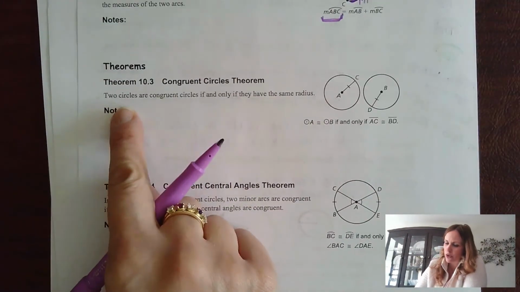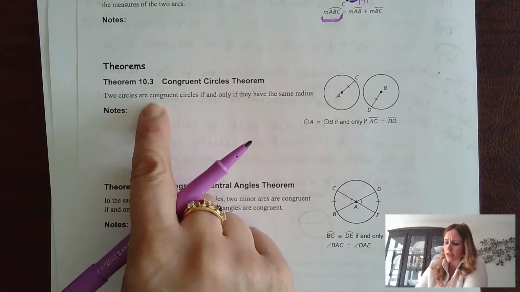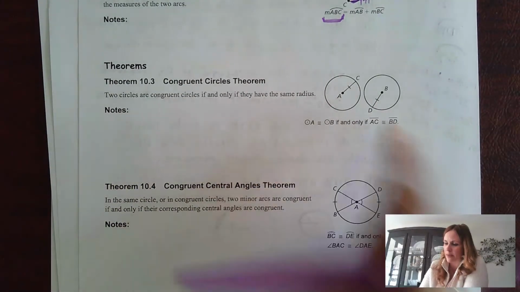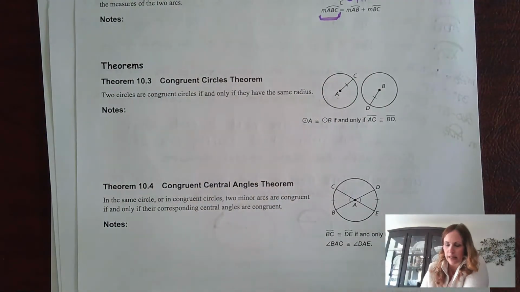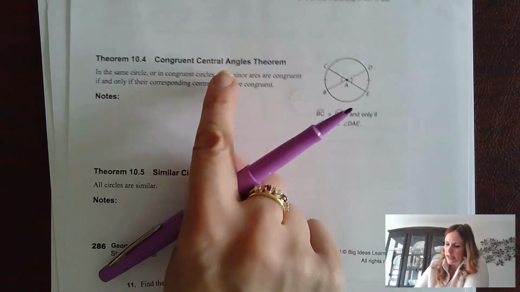Congruent circles: two circles are congruent circles if and only if they have the same radius. So again, you need to either have them marked as congruent or you need to know that the lengths are equal. Congruent central angle theorems.